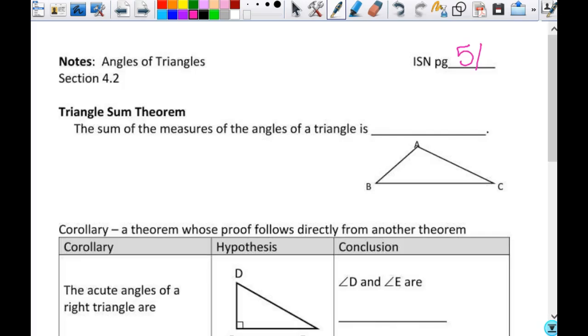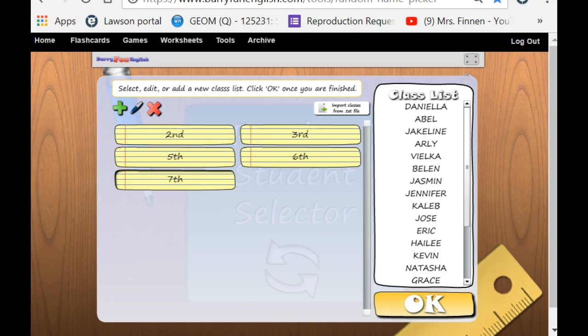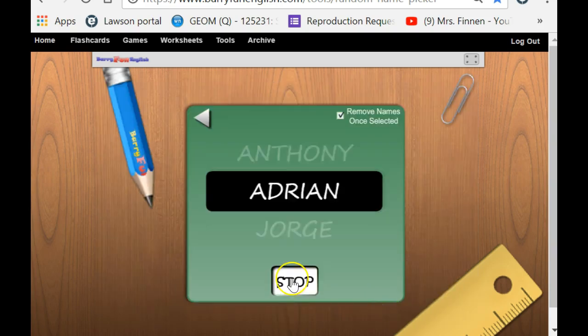This is going on page 51 when we're done. Okay, so we have a triangle sum theorem. So I want you to think for a second. Think without speaking: what is the difference between a theorem and a postulate?